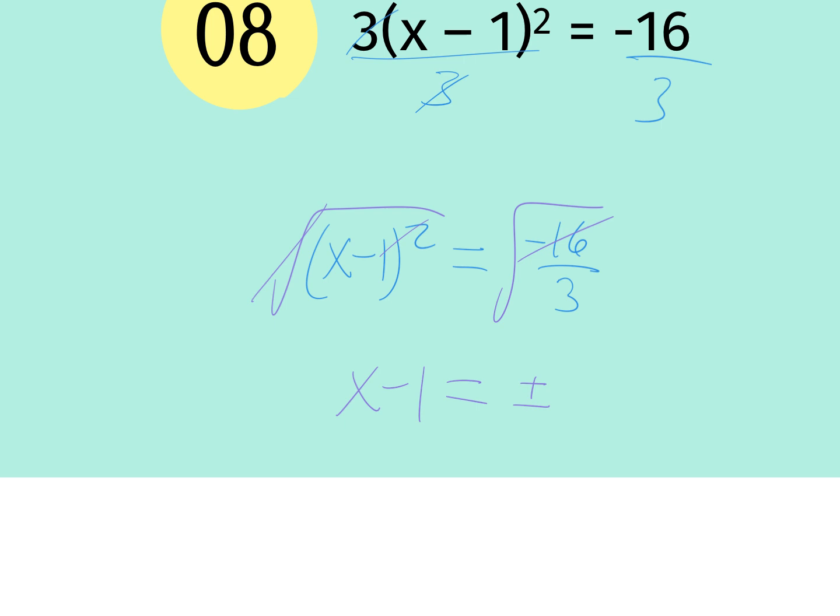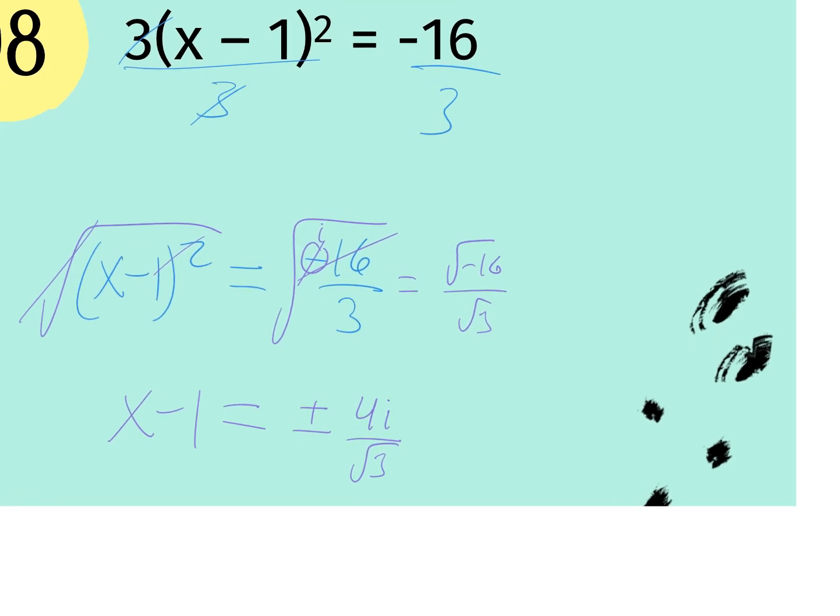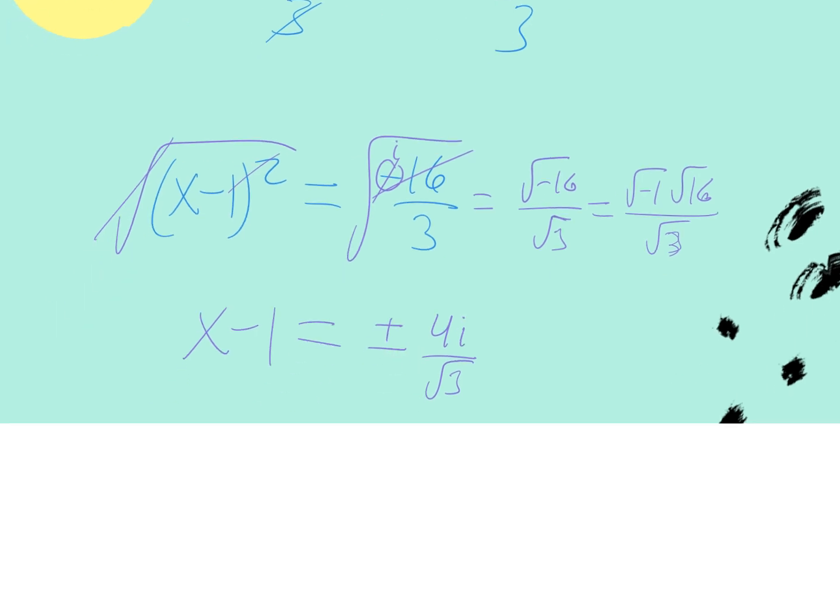Maybe you can do it now. Should get you 4i, right? Because the square root of 16 is 4, and we have that negative under the radical. We want to replace that with an i. So we get plus or minus 4i over square root of 3. If you're not okay with that right away, this becomes the square root of -16 over the square root of 3, and then the square root of -16 we should simplify as the square root of -1 times the square root of 16. And then from there we get our answer. So if you just need to write out every single step, that's fine. It's whatever works best for your brain.